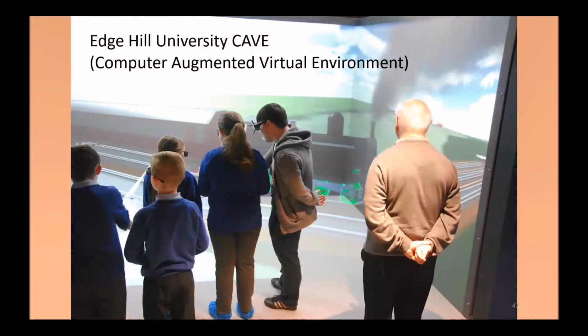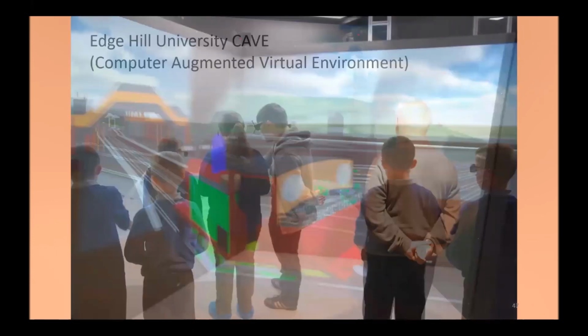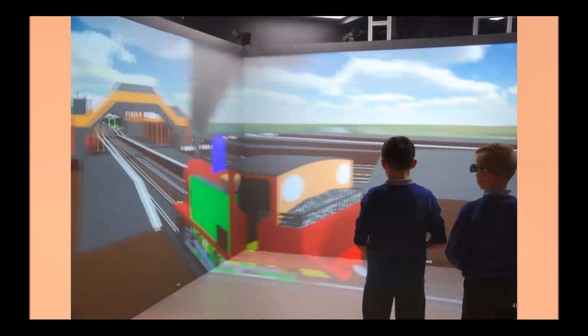Edge Hill University has built a computer-augmented virtual environment, or cave. The Unity 3D viewer has been migrated to the cave. The children come along to the university and run their locomotives there. That's myself on the right, keeping out of the way. Here we see a pair of children watching their train approaching Bursker Bridge station.